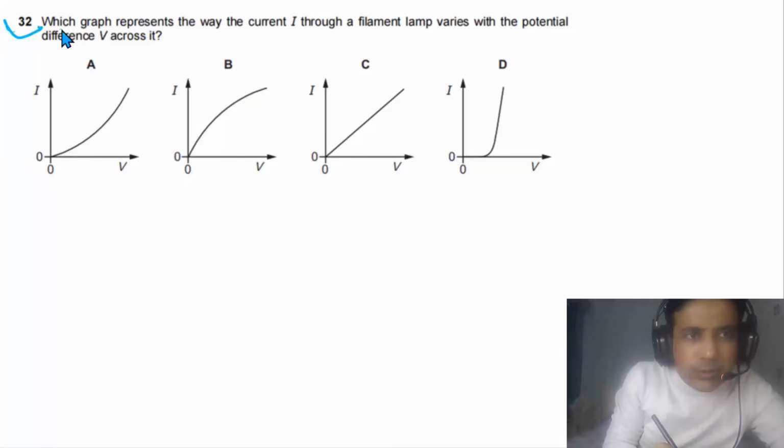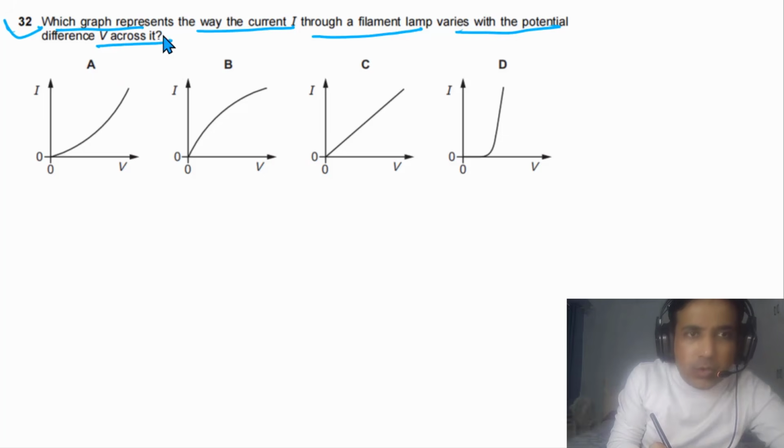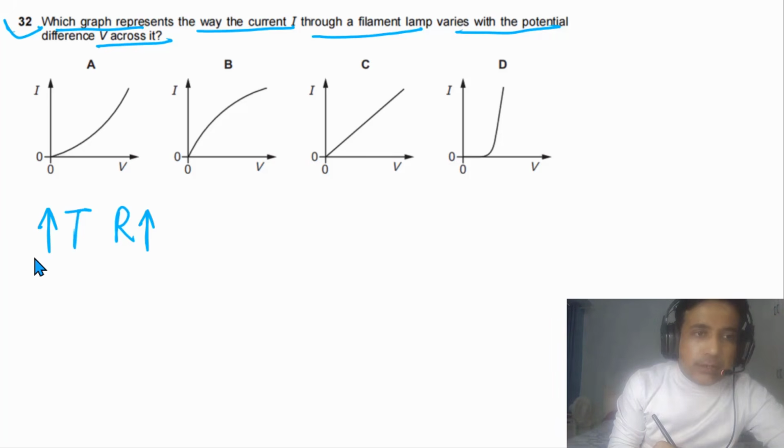Question 32 says, which graph represents the way the current I through a filament lamp varies with the PD across it? For a filament lamp, the first thing you need to understand is that as the temperature of the filament lamp increases, the resistance of the filament lamp increases, and the temperature of the filament lamp increases when more electrical energy is converted into thermal energy.